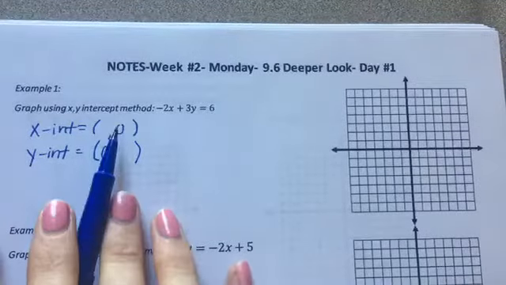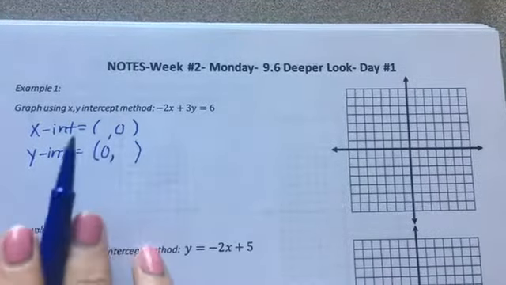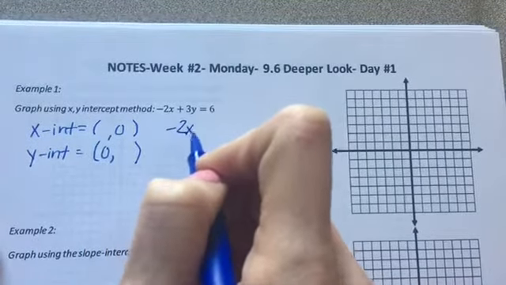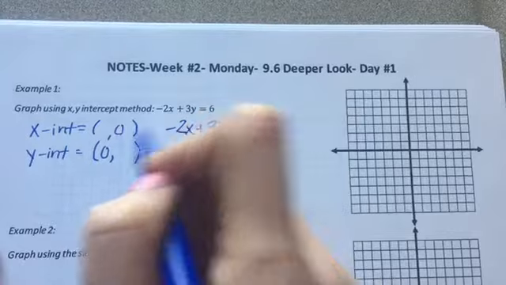So let's plug 0 in for y. Remember, it's x, y in the point, so we're going to plug 0 in for y. We have negative 2x plus 3, and instead of y, we're putting 0.